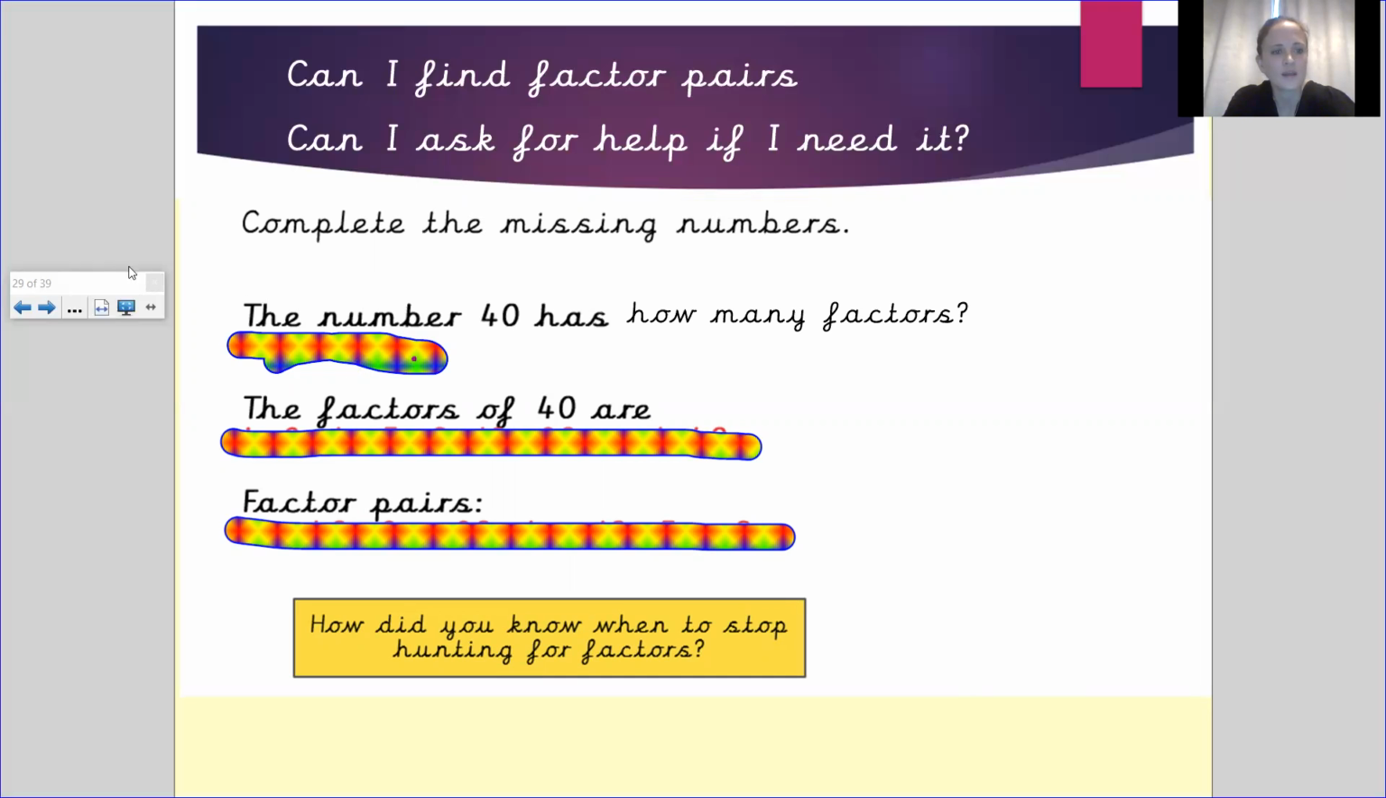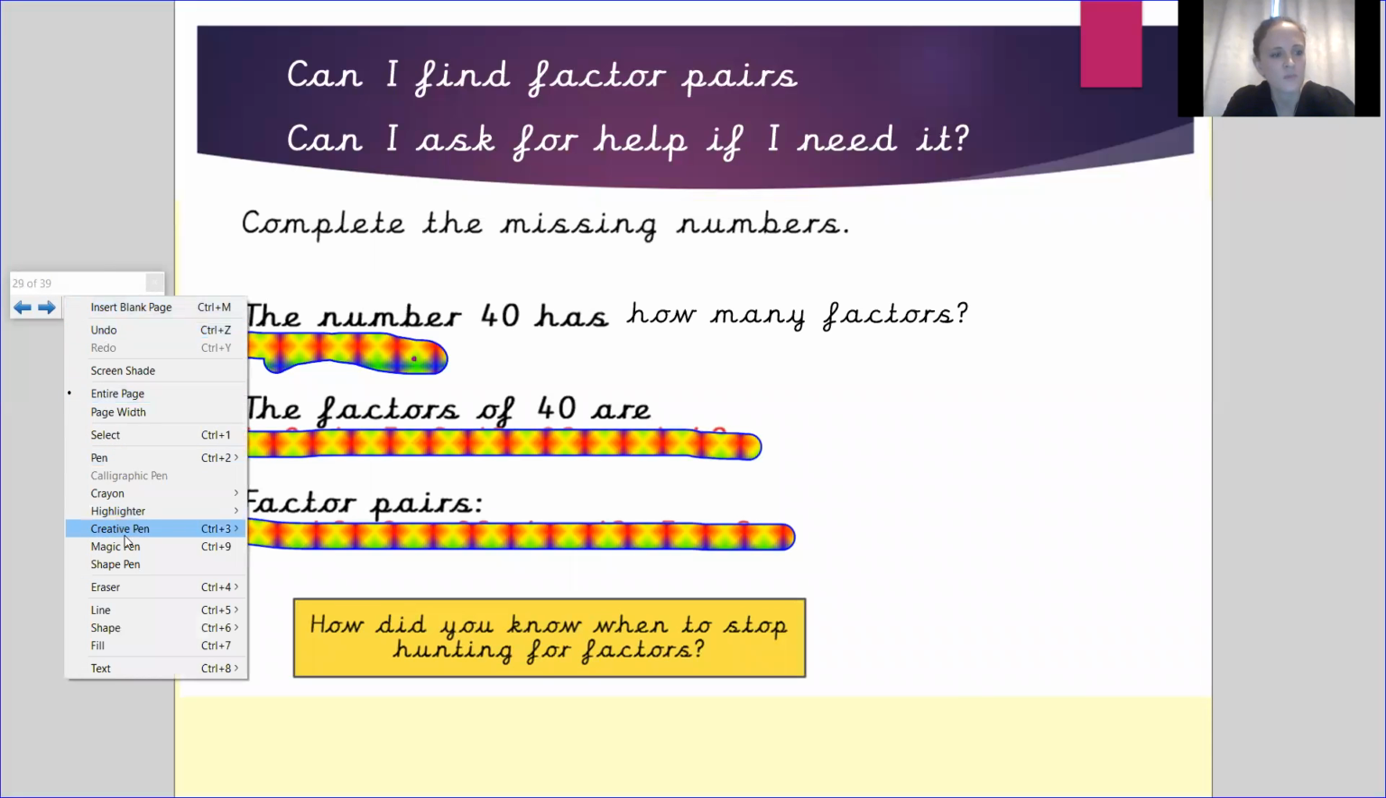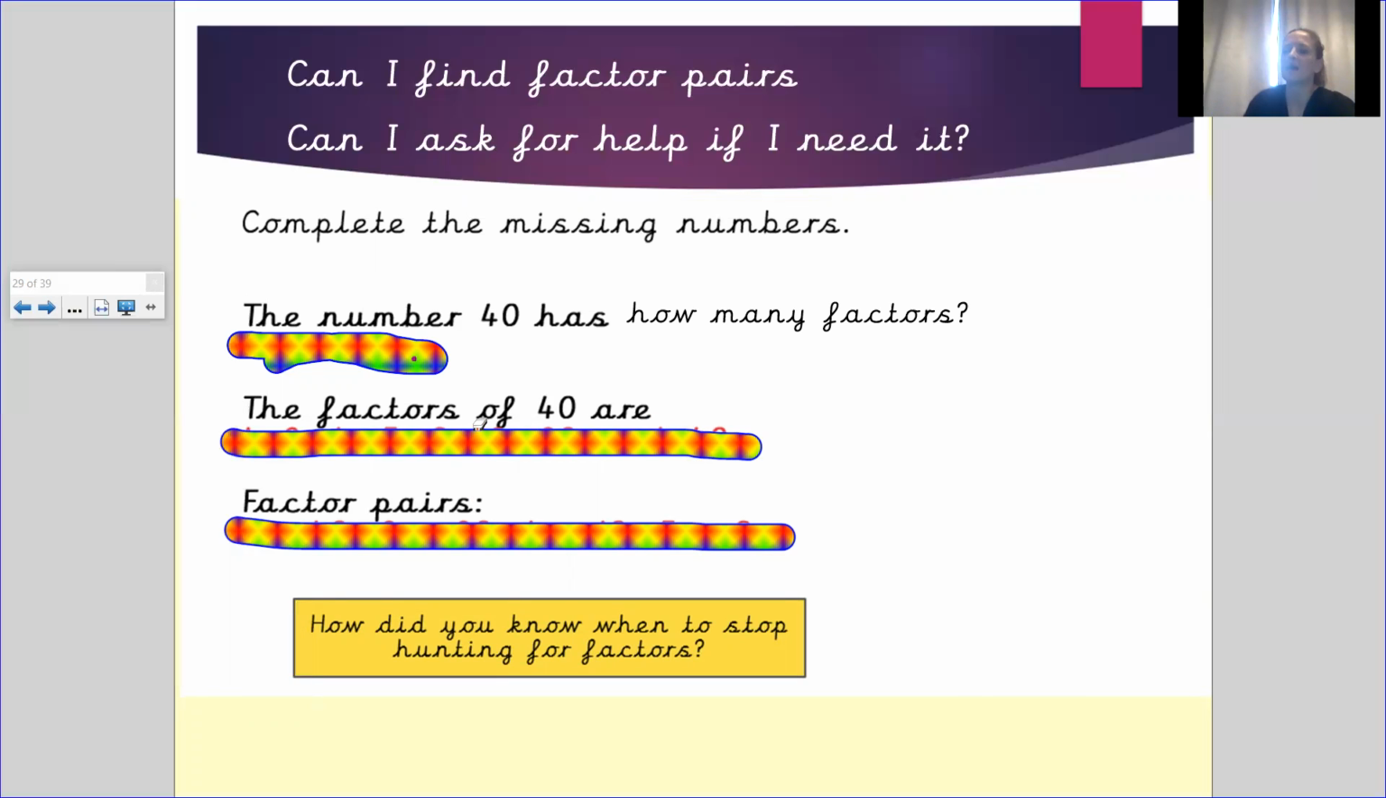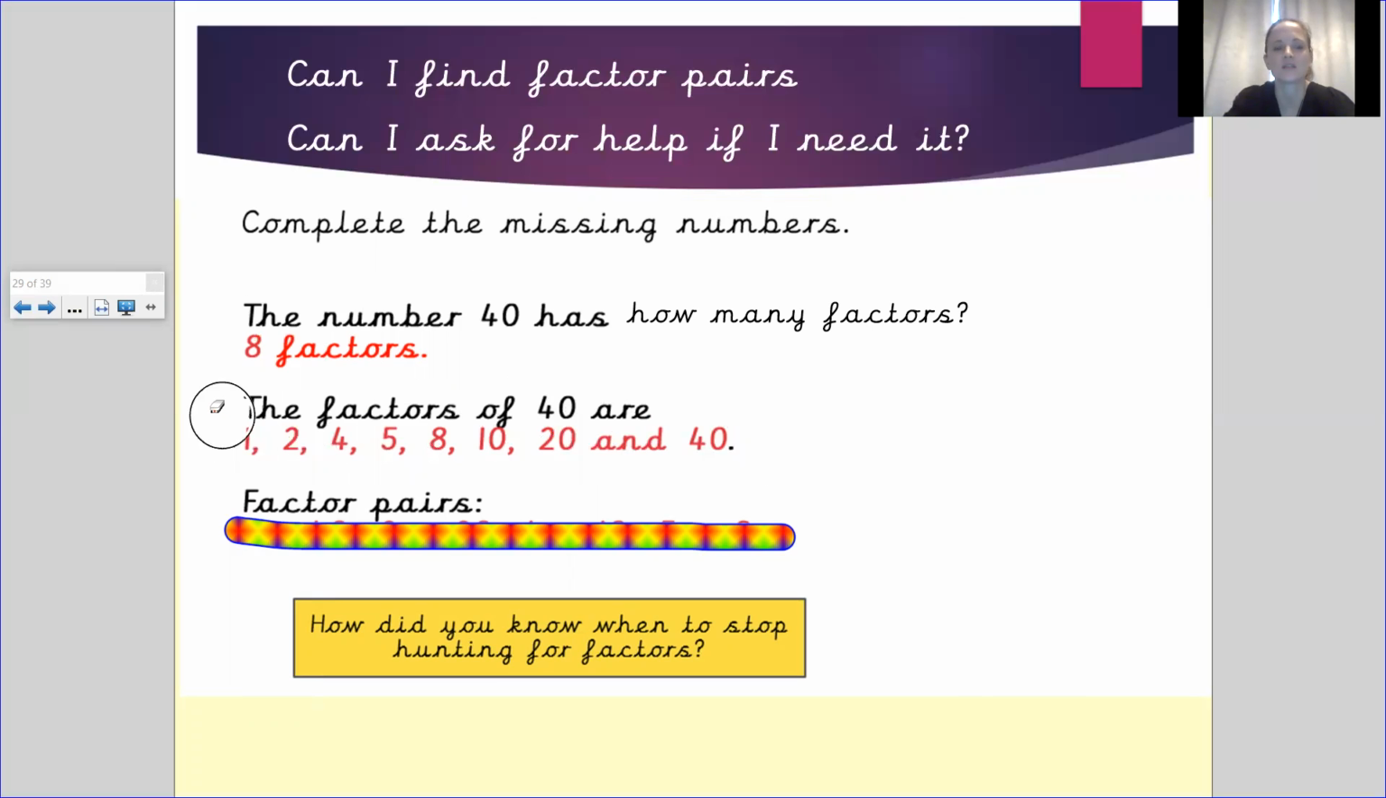Right, so hopefully you got the answers to this question. It may have been easier for you to start with working out what the factor pairs were and then going to the total number for how many factors there were. So the number 40 has 8 factors. And the factors of the number 40 are the following. It's 1, 2, 4, 5, 8, 10, 20, and 40.